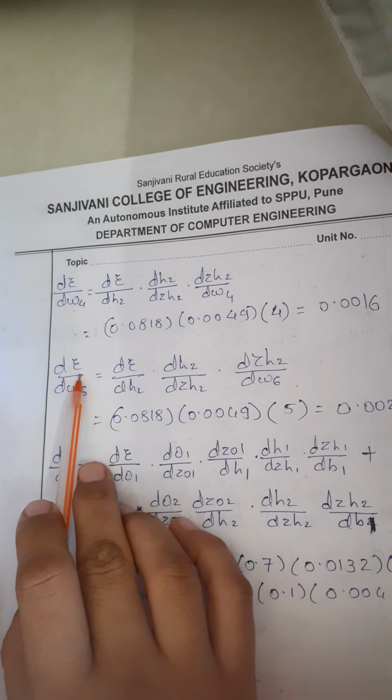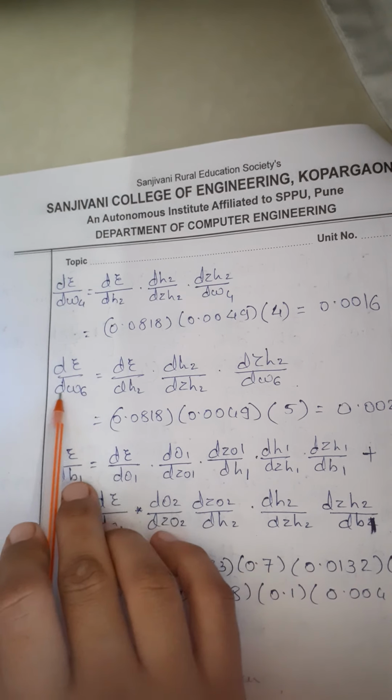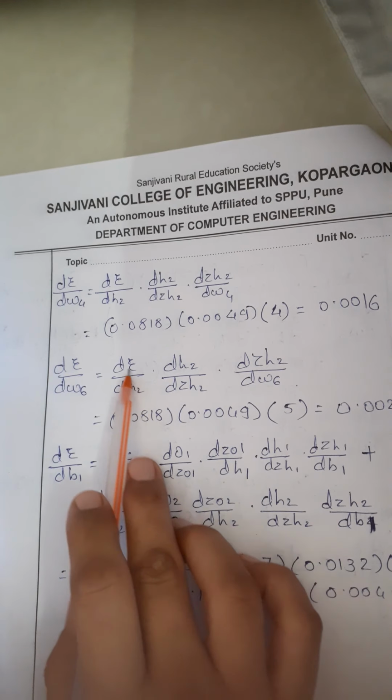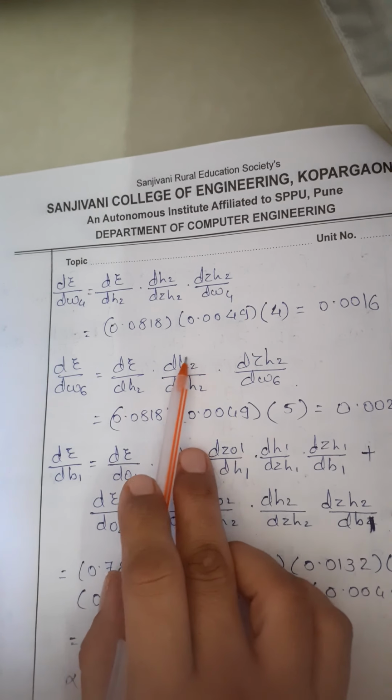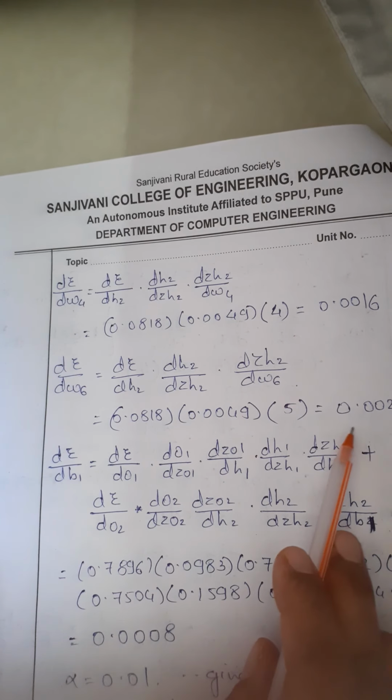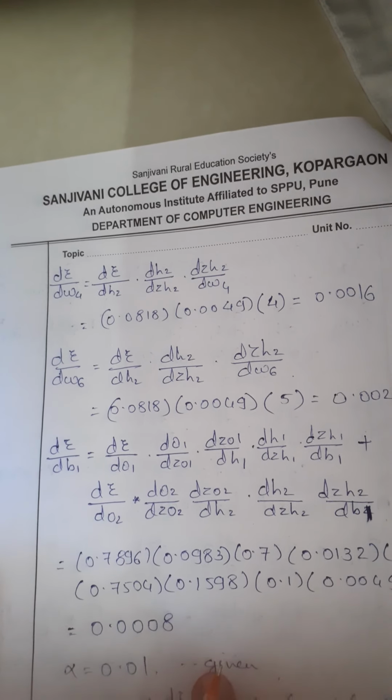Further, I need to take dE with respect to dW6. Again H2 is affecting it. So again we have dE with respect to H2, dH2/dZH2, dZH2/dW6. Again we put in all the values and we get the final output.